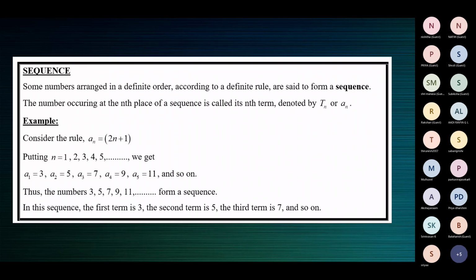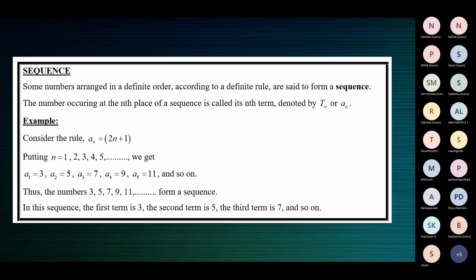The number occurring at the nth place of a sequence. Nth place can be the 10th place. Nth place need not be the last place. It's maybe the 10th place or the 15th place, the 100th place, the 1000th place. The number occurring at the nth place of a sequence is called its nth term, denoted by the symbol Tn or An. Capital letter T, Tn or An.